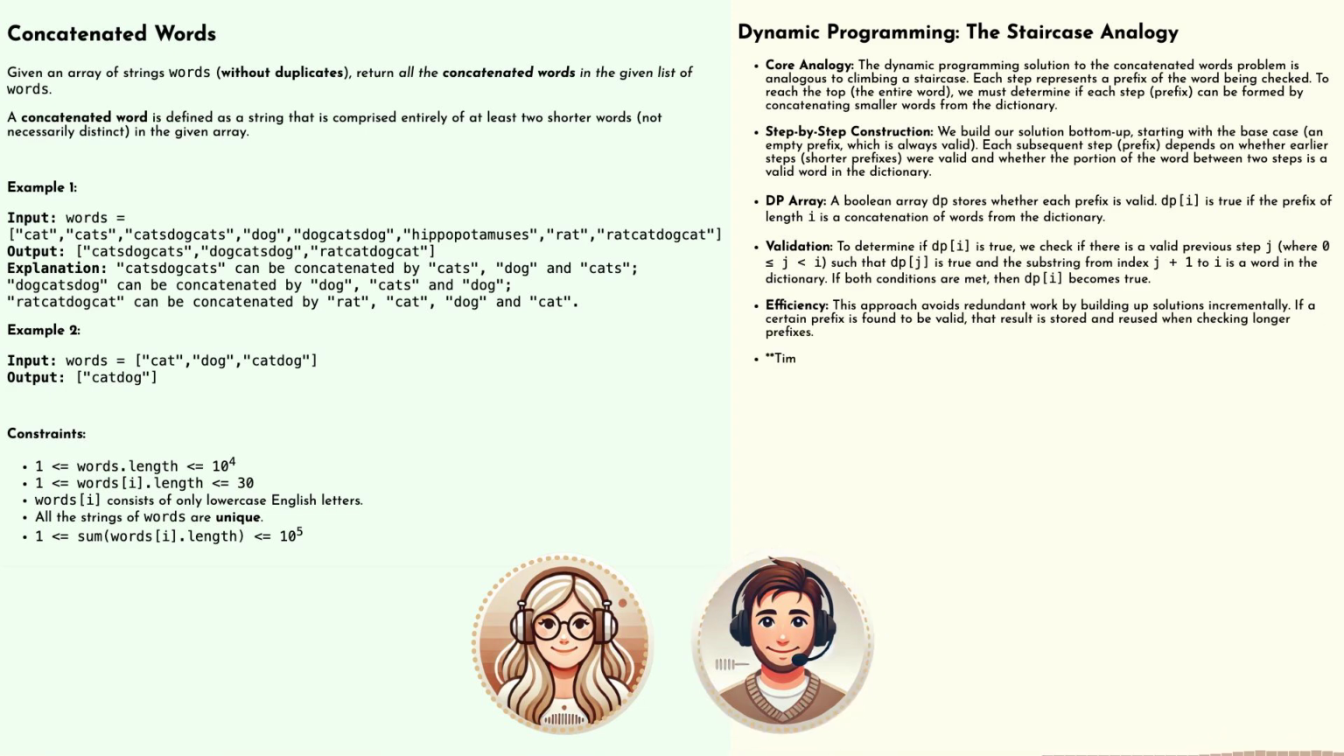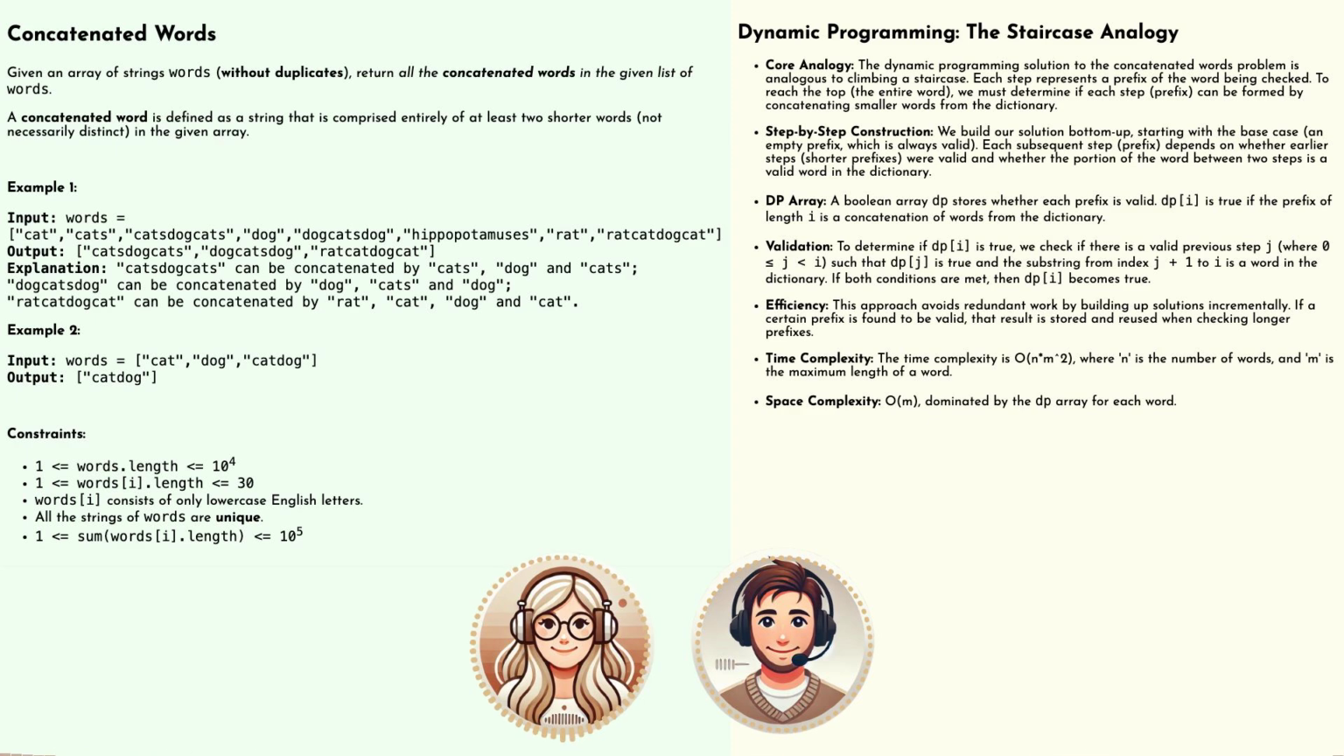Okay, so dynamic programming, what is that exactly? It's this idea that we can use the solutions to smaller subproblems to build up to the solution of the big problem. I'm not sure I'm following completely. So think about climbing a staircase. Every step you take is like a prefix of the word. And if you can get to that step, it means you've made a valid concatenation up to that point. Okay, I can kind of see it. Yeah. So then the question is, how do we actually keep track of whether we can reach each step? Yeah, how do we do that?